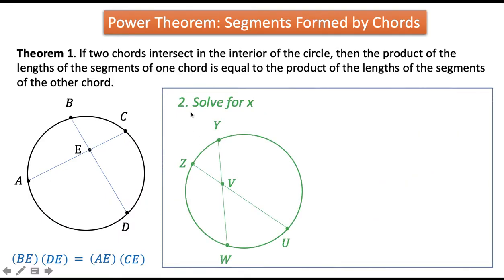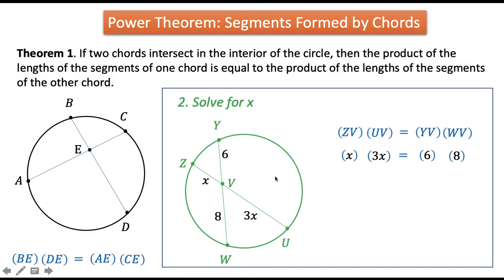In our given number 2, solve for x, wherein VW is 8, VU is 3x, and YV is 6. What is the value of this variable x? So using the same working equation since it's the same concept, substitute ZV, which is x, UV is 3x, YV is 6, and WV is 8 from our given. Then simplify. x times 3x is 3x squared, 6 times 8 is 48.